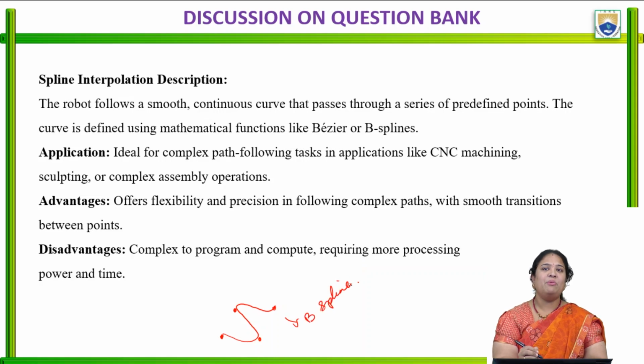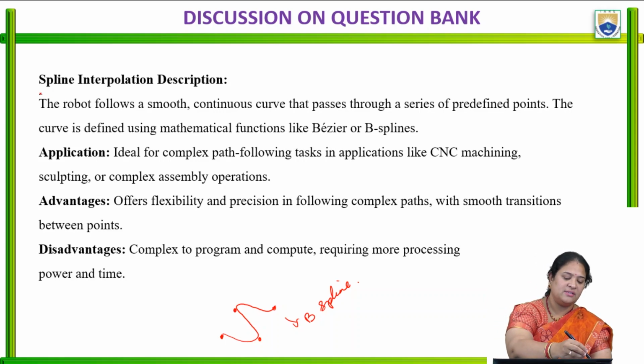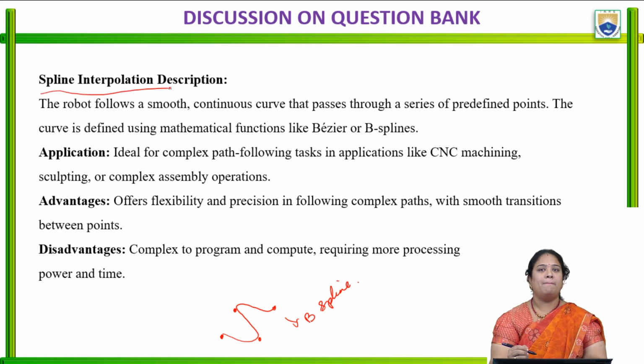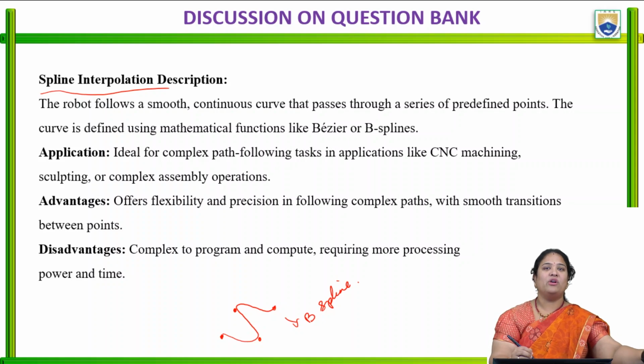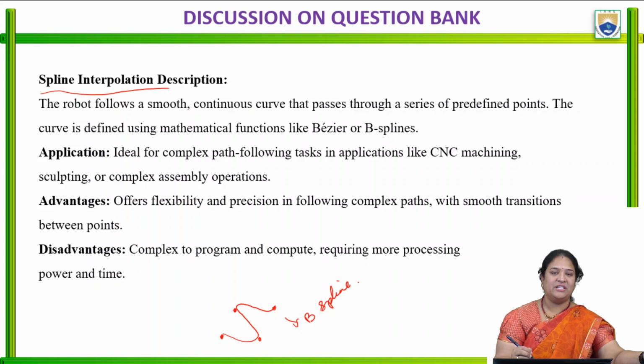With the help of the B-spline or Bezier, the robot will be moving in a smooth continuous curve from one point to the other point, that is a predefined point, in a mathematical function that is known as a spline interpolation path control system. Generally, we use this type of system in CNC machines, in complex assembly operations, etc. This is ideal for complex path applications.